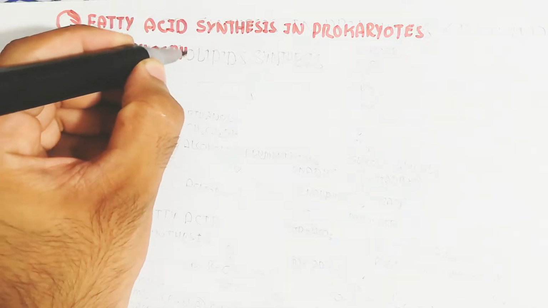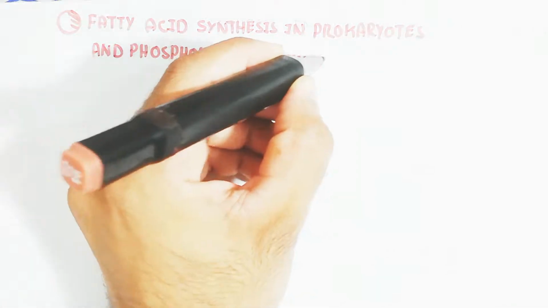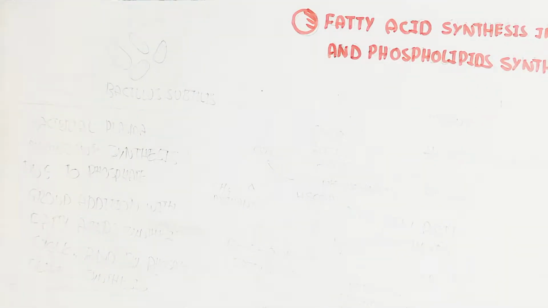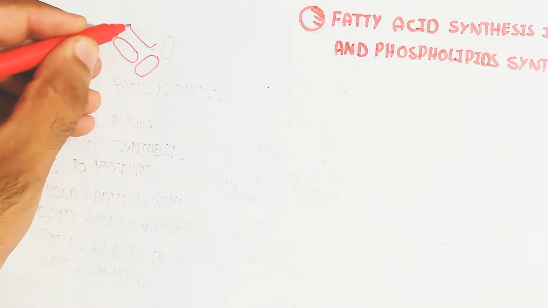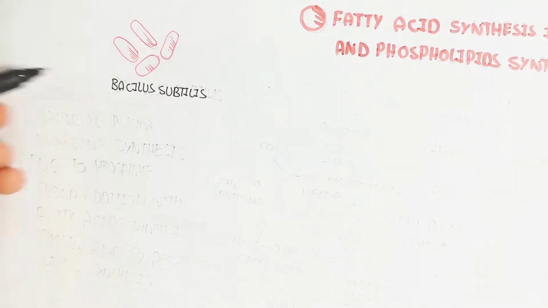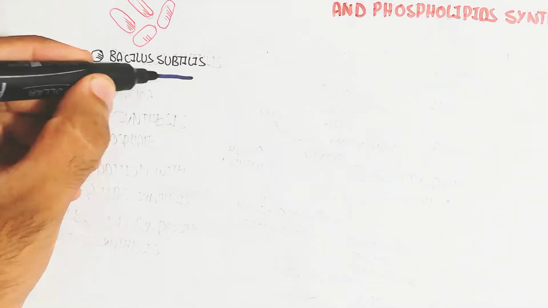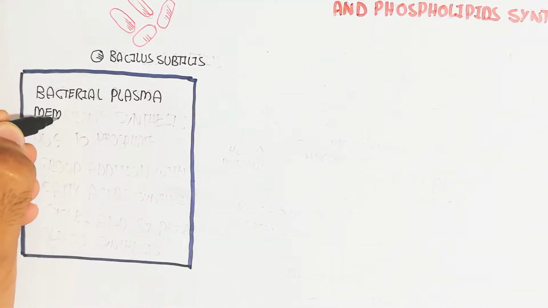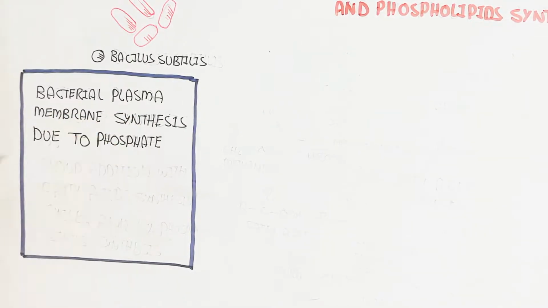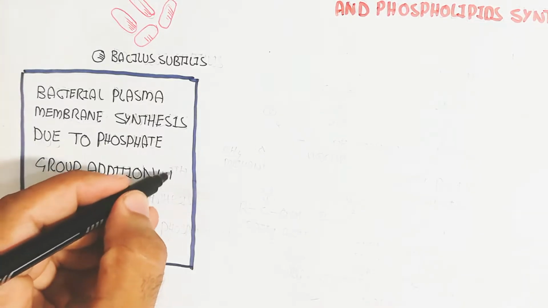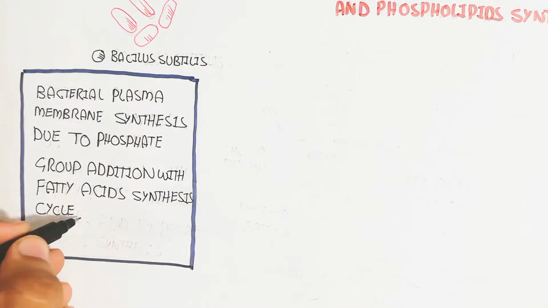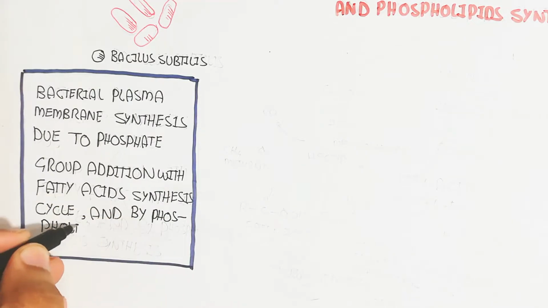First of all, we are understanding the prokaryote bacteria, that is, the bacilli, Bacillus subtilis, in which phospholipid synthesis as well as fatty acid synthesis is important. Fatty acid synthesis is very important for the production of long chain fatty acids, while in the phospholipid a phosphate group is attached to form hydrophilic and hydrophobic interactions in the bilayer of the plasma membrane of the bacteria. So the bacterial plasma membrane is synthesized by phosphate group addition to the products of the fatty acid synthesis cycle, through phospholipid synthesis. So let's begin to understand without wasting any time.